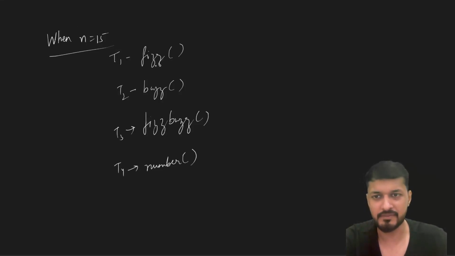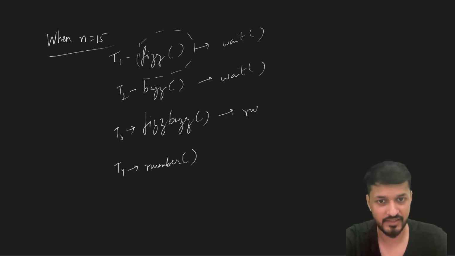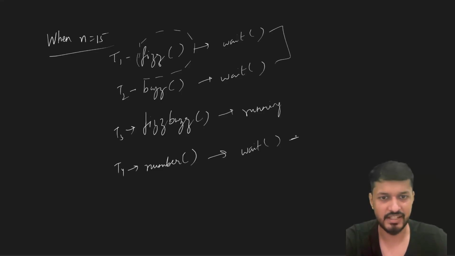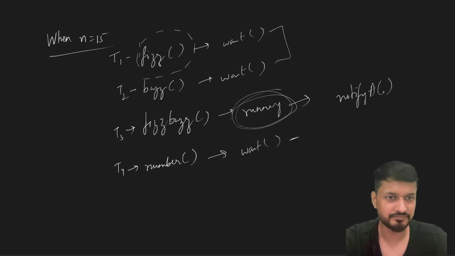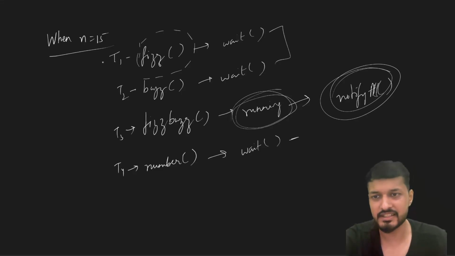When n is equal to 15, this does not match the condition whatever we wrote in fizz function, right? So this thread will go in wait state. This thread will also go in wait state. For 15 is divisible by both 3 and 5, so this will be in running state, right? And this will again go into wait state. So all these 3 threads are in wait state, and this one is in running state. After printing FizzBuzz, it goes ahead and calls notifyAll, right? When it calls notifyAll, at that point of time, all these 3 threads are again woken up, right?